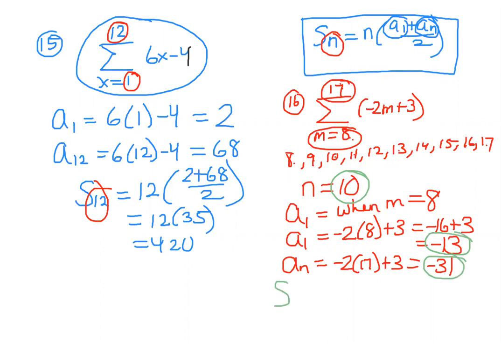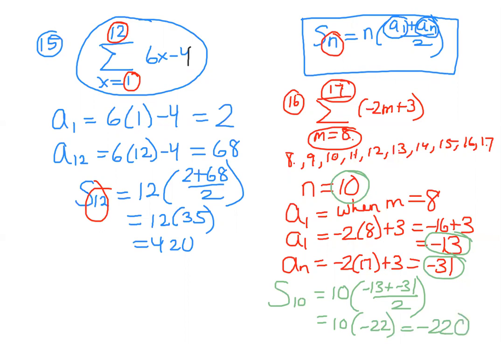So we can say our S10, well, I don't know if we want to call it that. Sure, we can call it S10. Equals 10 times negative 13 plus negative 31 over 2, which is negative 220. And that's the end for this section. Much shorter than the last one.